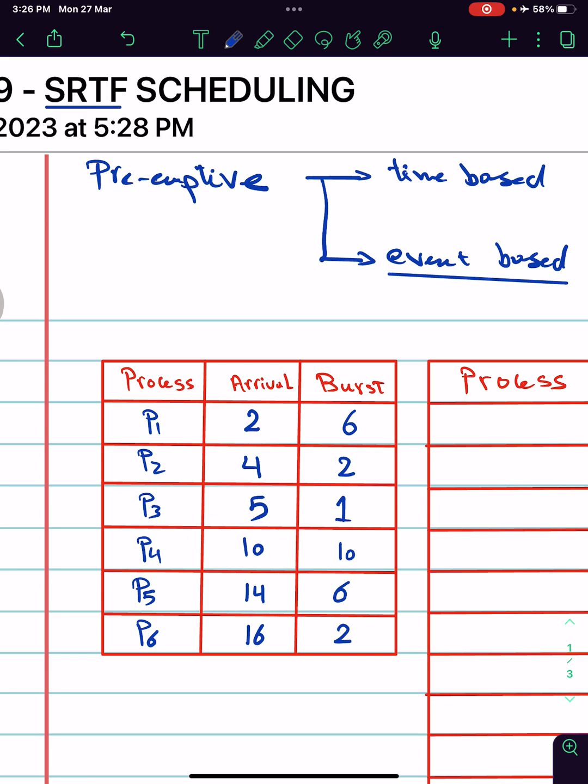What is the event here? The event is the arrival of a process that has a shorter remaining time compared to the currently running one. So you tell me it's just arrived. What is the remaining time here? Well, the remaining time in the beginning is the burst.